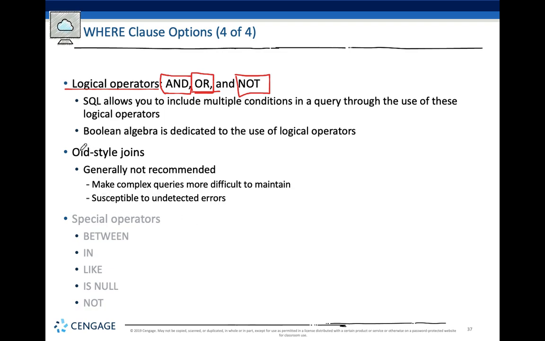Now your textbook also makes a note of some old style joins that are generally not recommended, and these are not used. Right? But we've already looked at the proper syntax for joining tables, and that's using the join on operator. Okay.